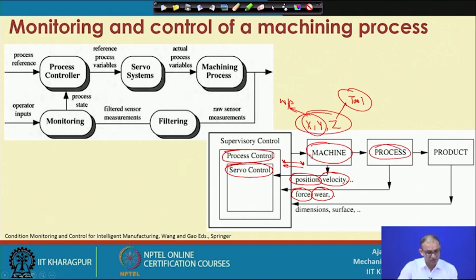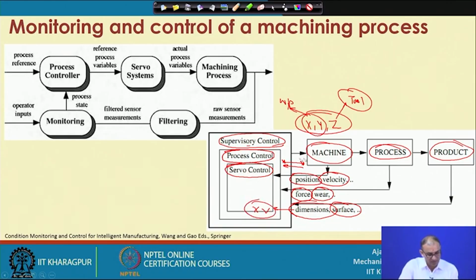And once everything is over, that you have moved the component and the tool in xyz direction, you have performed a cutting operation, and now finally you have a product. Once you have the product, the supervisory control comes into action: it will measure the dimensions and see what the surface characteristics are, and then it will decide whether this is acceptable or not. So, these are the 3 different controls.